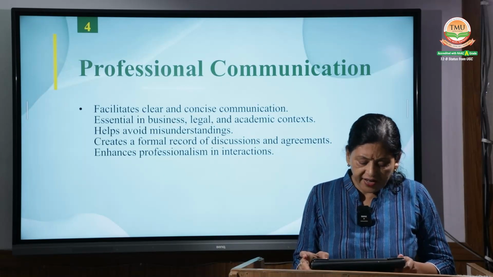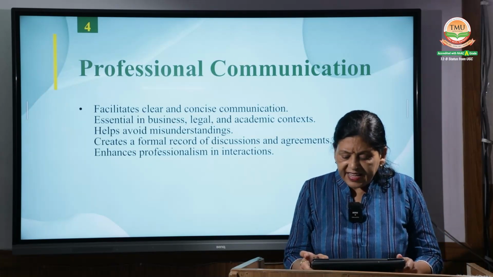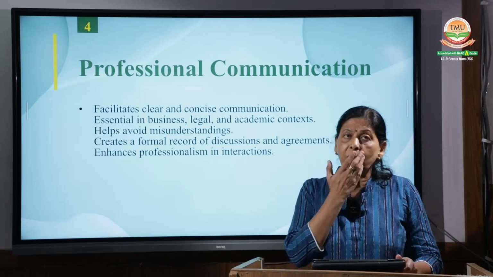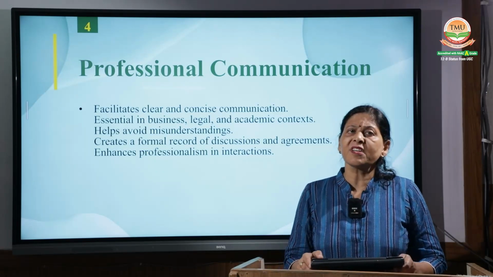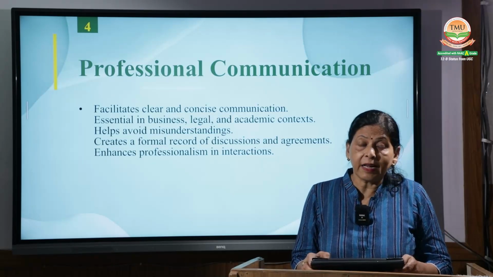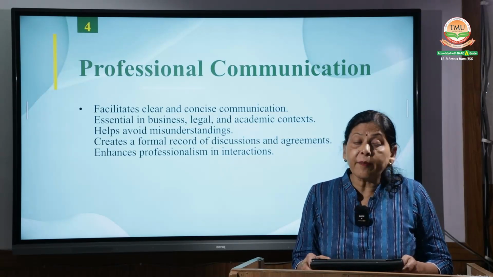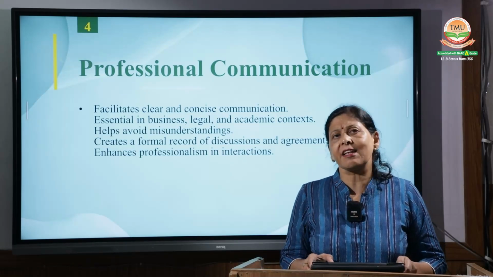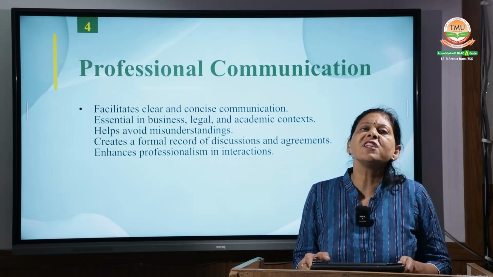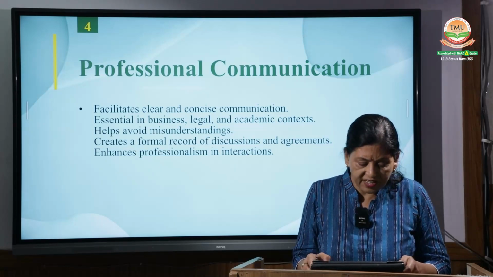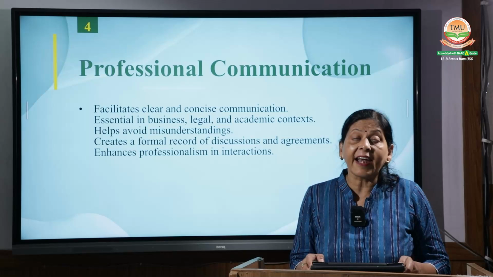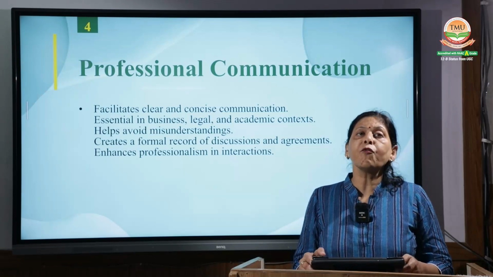The second point here is that it is essential in business, legal and academic settings. This I had already discussed, that professional communication is for business purposes, academic purposes, and legal purposes. Then it helps avoid misunderstandings. When the information is clear, with no repetition, clear and to the point, then obviously misunderstandings are avoided. Then it creates a formal record of discussions and agreements.